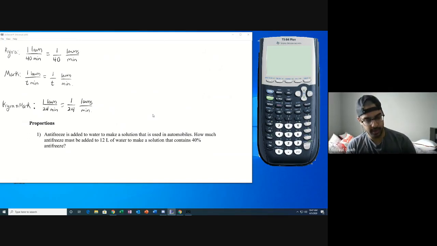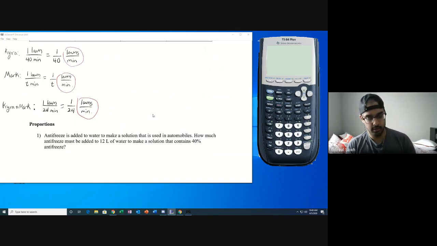Now the reason why this is kind of nice, all the units here are the same. Every one of those fractions is lawns per minute, which means I'm actually able to add them and subtract them just like I would like terms. Now, the setup here is going to be important once again. If I do Kira plus Mark, that should give me the rate that they do it together. I have expressions for each of those things. So for Kira, it's going to be 1 over 40. For Mark, it'll be 1 over t, and together, that should equal 1 over 24. Each of those fractions is going into the place it needs to.